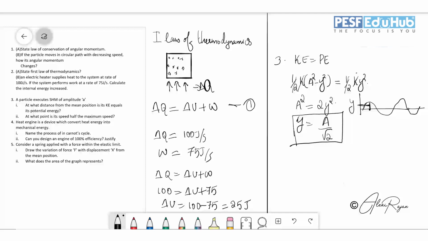That means A means the maximum amplitude. Amplitude divided by root 2, or A divided by 1.414. At that particular value, you will get kinetic energy is equal to potential energy. So this is the first sub question.